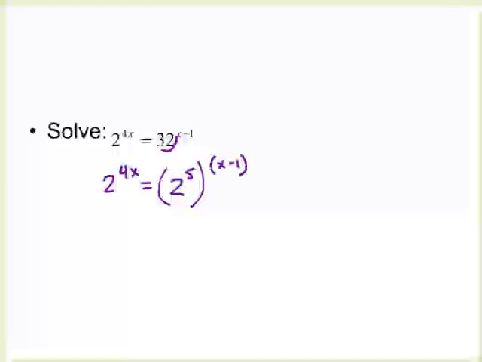So we're rewriting that 32 as 2 to the 5th, so that both sides now have the same base. And if both sides have a base of 2, then the exponent should also be the same. So 4x should be equal to, distribute that, 5x minus 5.